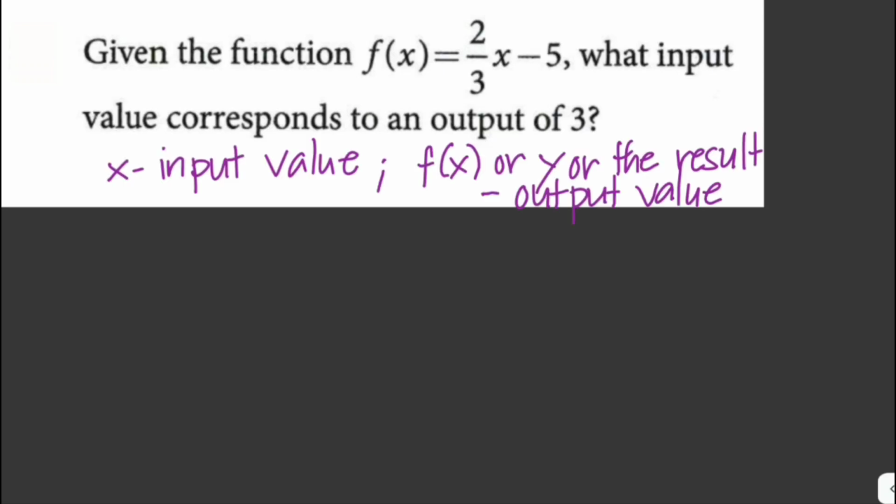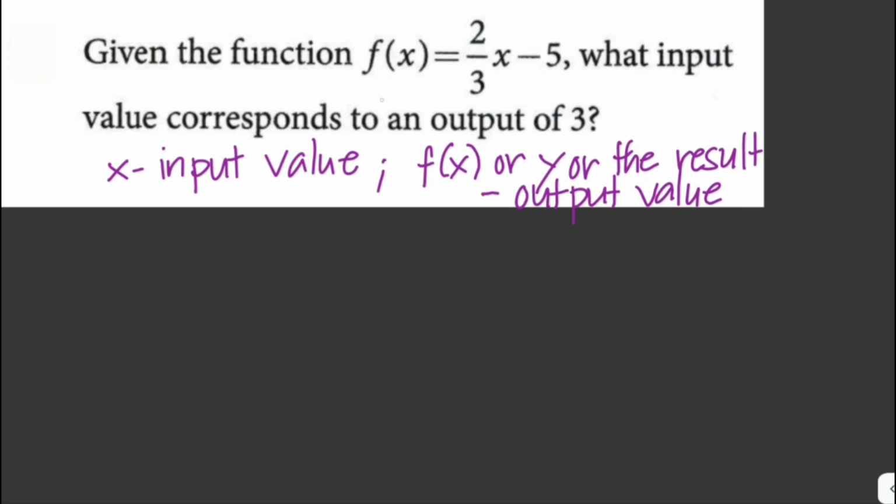Now, to solve for the input value given the output value, let's recall that in any function f of x, the x is the input value. And the result, when you plug in the input value to the function, or the value of y or f of x, that one is the output value.